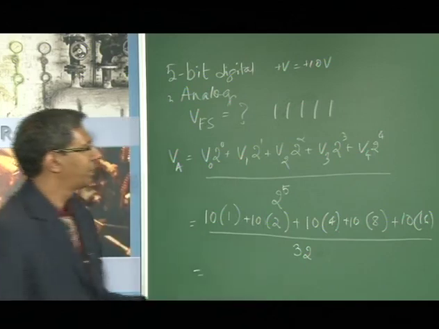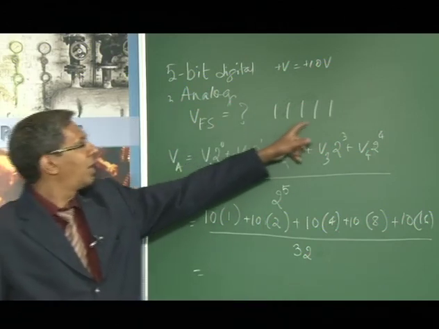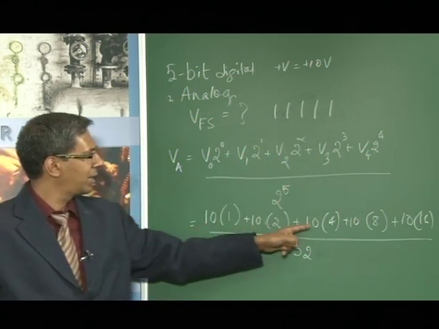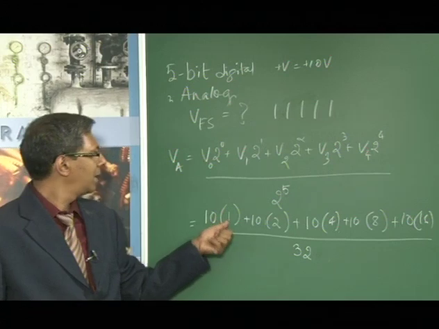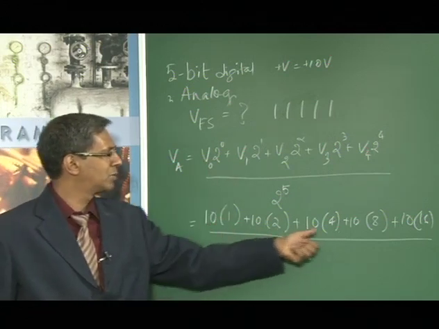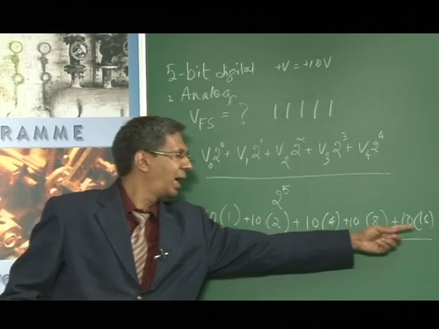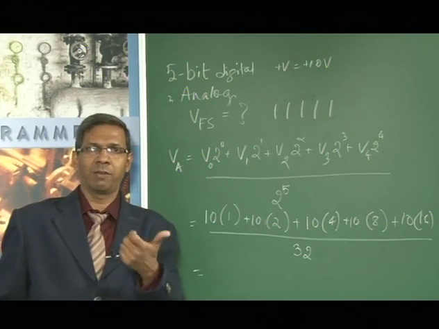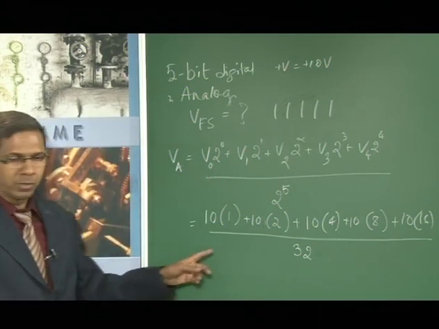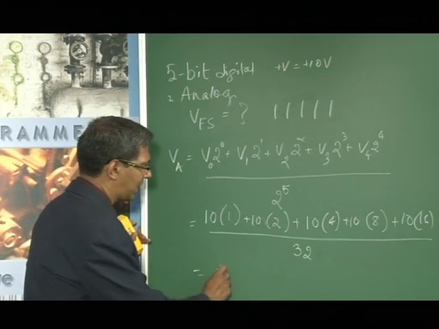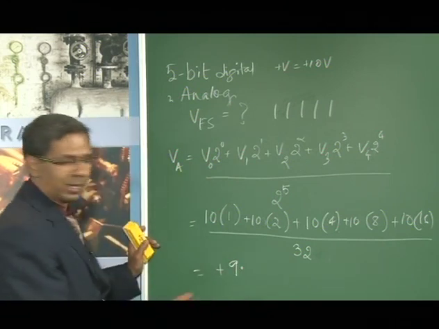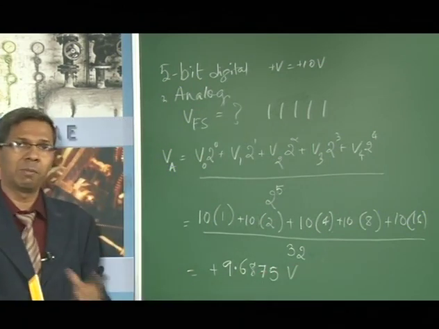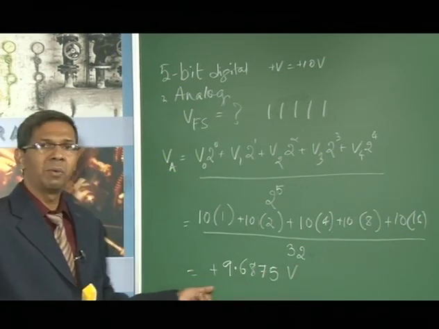For a full scale voltage, all are ones. I have applied the equation divided by 2 raised to 5. Wherever there is 1, I have put 10 volts, and the binary weights 2 raised to 0, 2 raised to 1, 2 raised to 2, 2 raised to 3 and 2 raised to 4, which is nothing but 2 raised to n minus 1, because n is 5, so I only go up to 2 raised to 4. If you do the calculation, this comes to 9.6875. If I was using a variable resistor network, I would have got this value as 10.